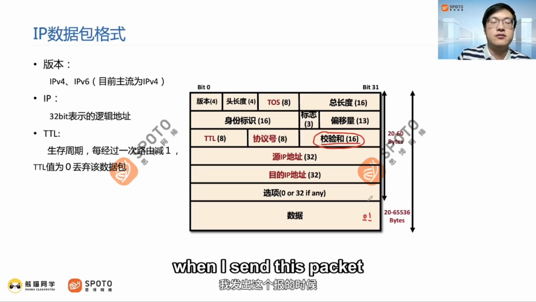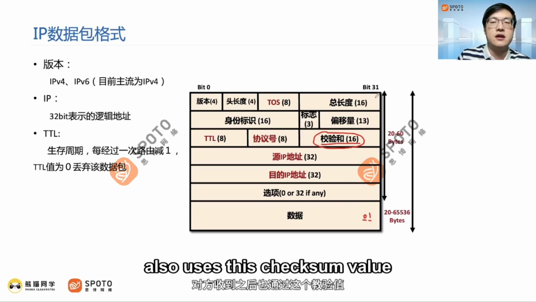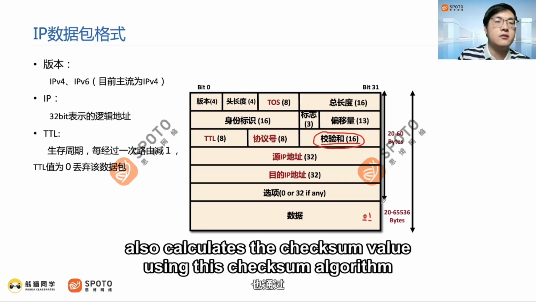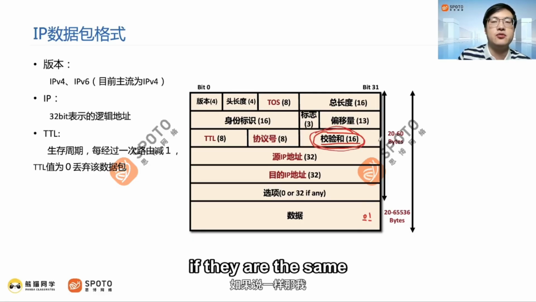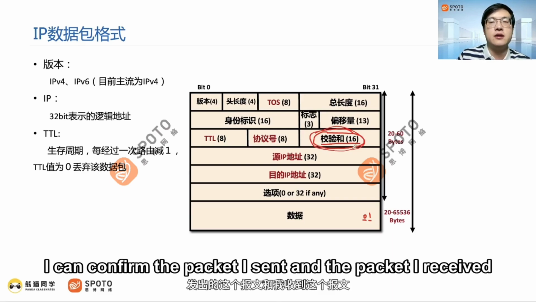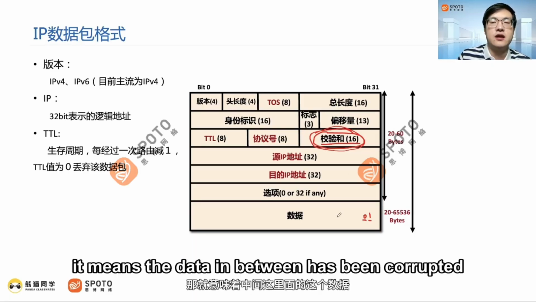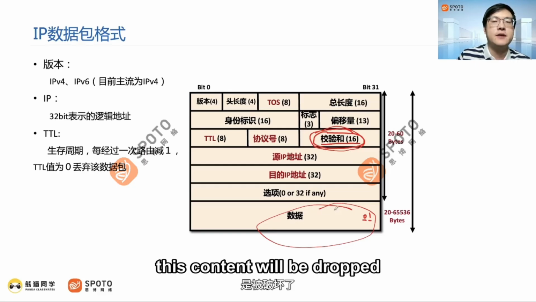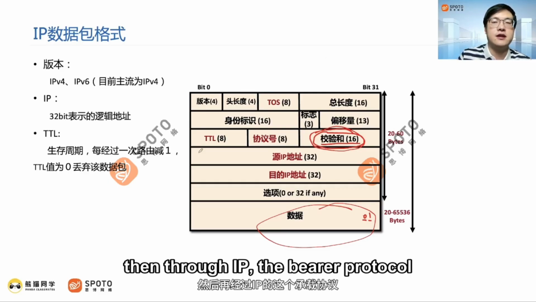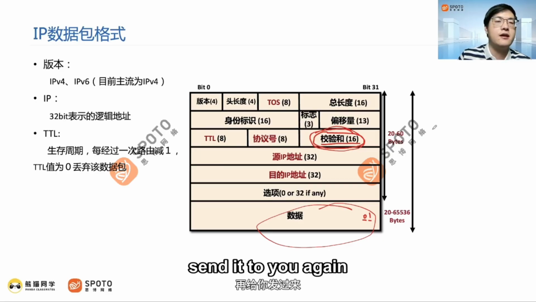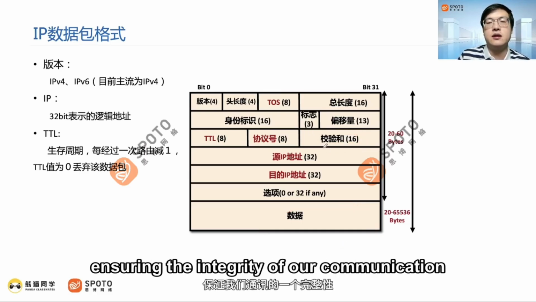When I send this packet, a checksum value is calculated by a checksum algorithm. After the receiver gets it, it also calculates the checksum value using this algorithm, then compares it with the value here. If they are the same, I can confirm the packet I sent and the packet I received are the same and not corrupted. If they are different, the data in between has been corrupted, this content will be dropped, and if it is TCP, it requests the other side to resend it. Then through IP, the bearer protocol, it is sent to you again. This is the role of the checksum, ensuring the integrity of our communication.